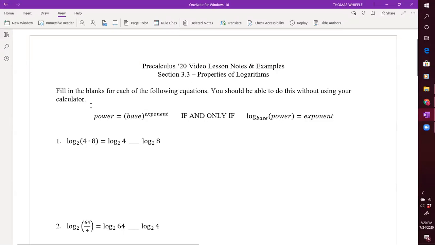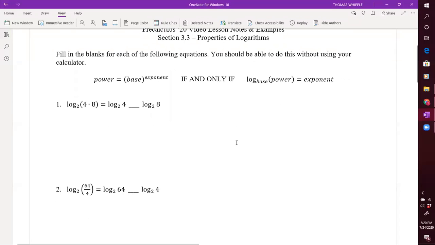So just to review, we've got the basic exponential situation, where we have some base number raised to an exponent giving us the power. And if that is the case, then the inverse relationship would be with the log: we can take the log of the power to some base and end up with the exponent. So the exponent and the power are switching roles between being the input and the output.